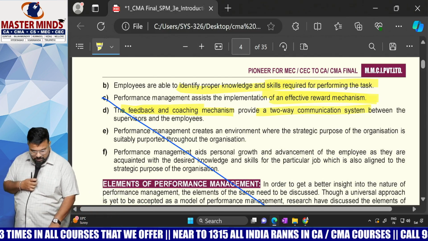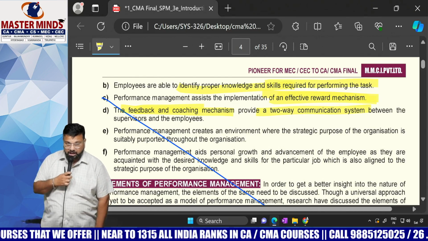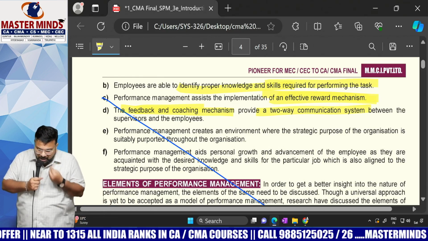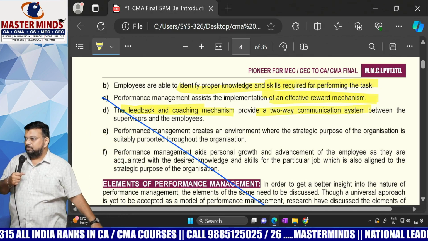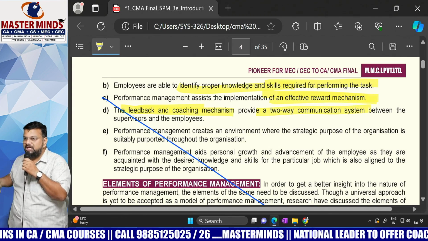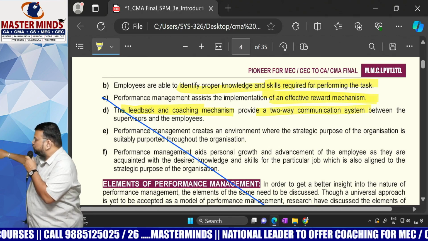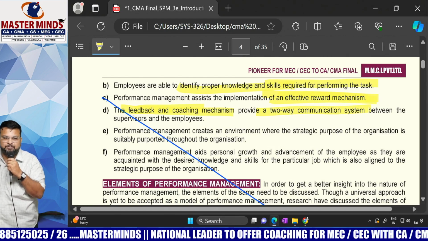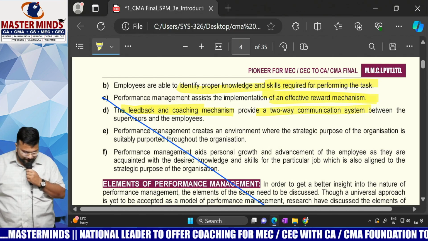Here also, performance management creates an environment where the strategic purpose of the organization is suitably purported. What do you mean by performance management? Management should be able to convey what they want to achieve in the long term. They should convey the same to the employees. In the long term, we want to see our organization in such a position. To be in that position, every year we have to achieve certain objectives. To achieve these objectives, every year we are expecting some sort of efficiency from you. In this way, management should be able to communicate the same with the employees.